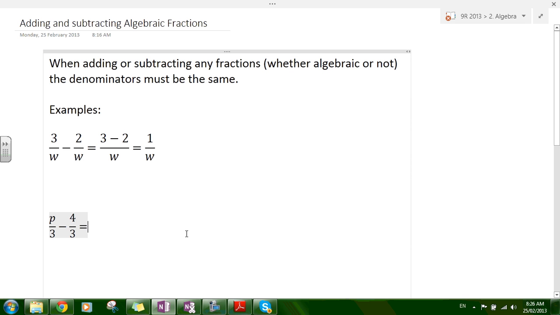The denominator is the same, and so we can just collect the terms in the numerator together with one denominator. So what we get is p minus 4 over the denominator, which is 3. Now the thing about this one is p minus 4, you can't do anything with it. That's as simple as you can write it because there's no like terms. P and 4 are different, so we just write p minus 4 over 3. That is for that second example. Okay, so the first couple, we're just saying, well, the denominators are the same already, and we can just do it like that.